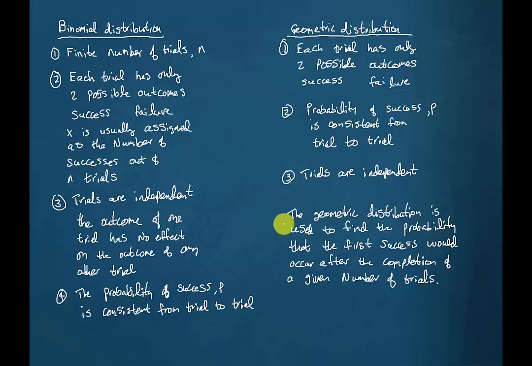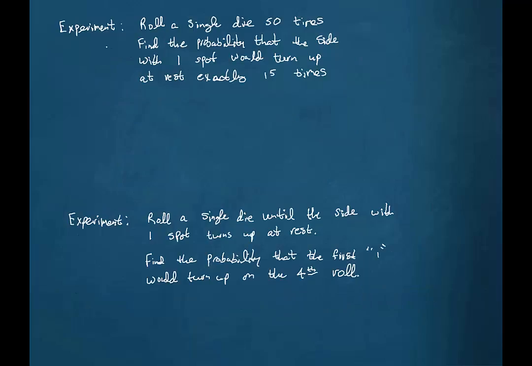The geometric distribution is used to find the probability that the first success, so the first time we have a success, would occur after the completion of a given number of trials. So let's look at this experiment. We're going to roll a single die 50 times and find the probability that the side with one spot would turn up at rest exactly 15 times.